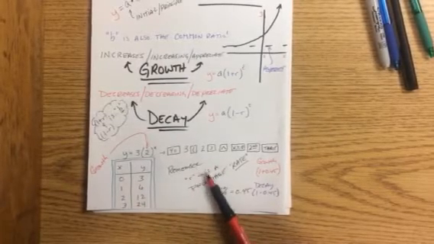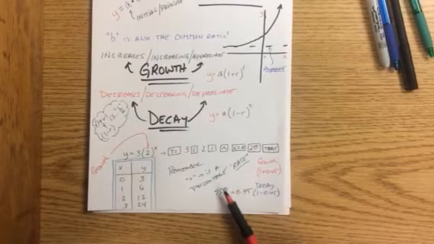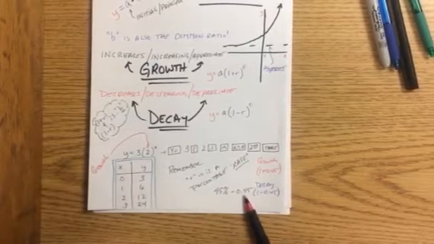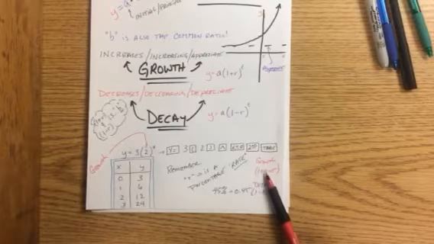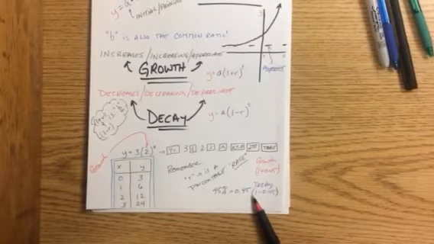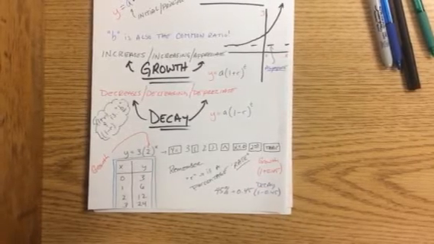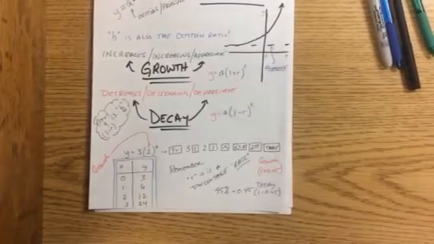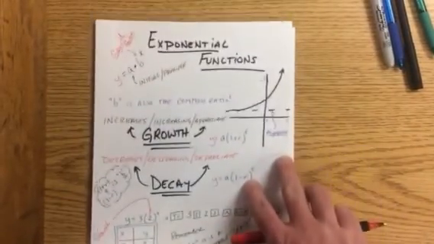Remember that r is a percentage rate, so 45% would be 0.45, so a growth factor would be 1 plus 0.45, and a decay factor would be 1 minus 0.45. Those are the things I think will help you get started, at least on today's work.